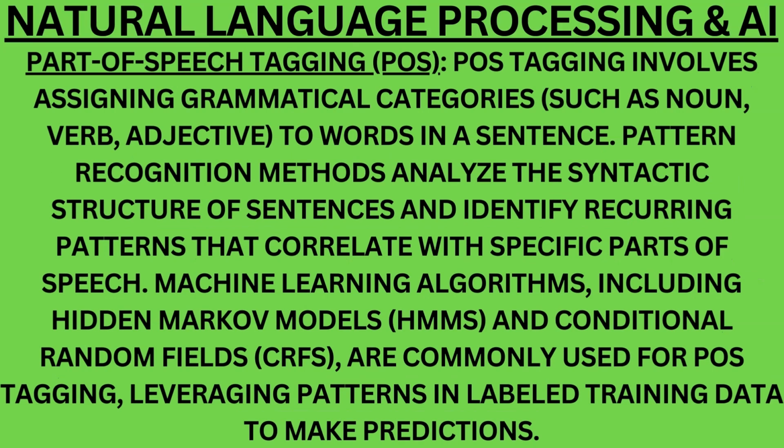Part of speech tagging, POS. POS tagging involves assigning grammatical categories such as noun, verb, adjective to words in a sentence. Pattern recognition methods analyze the syntactic structure of sentences and identify recurring patterns that correlate with specific parts of speech. Machine learning algorithms including hidden Markov models, HMMs, and conditional random fields, CRFs, are commonly used for POS tagging, leveraging patterns in labeled training data to make predictions.